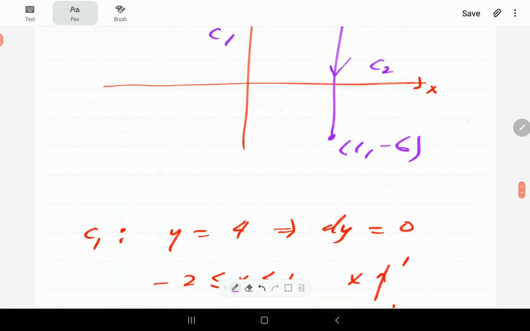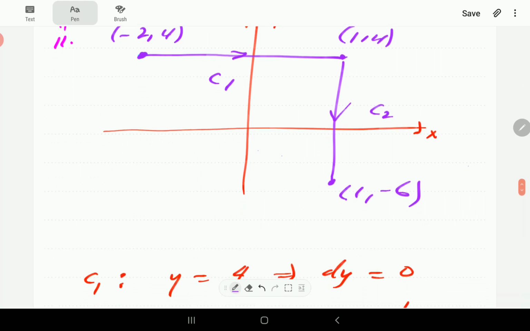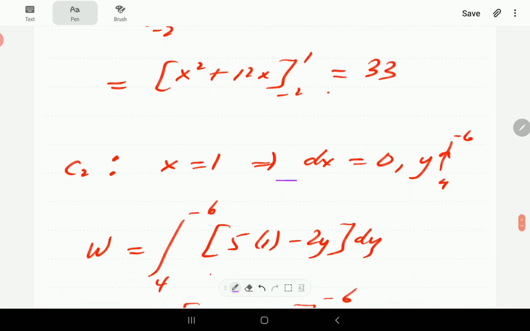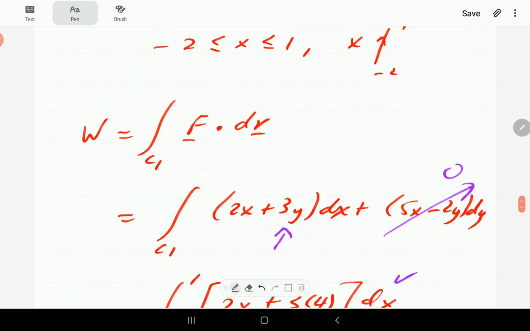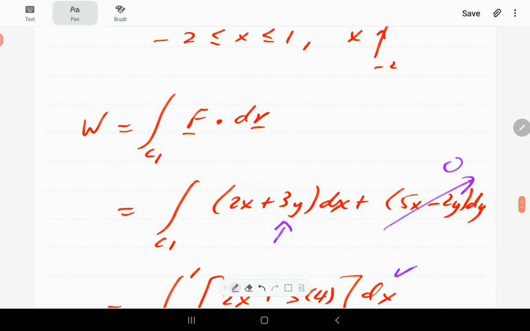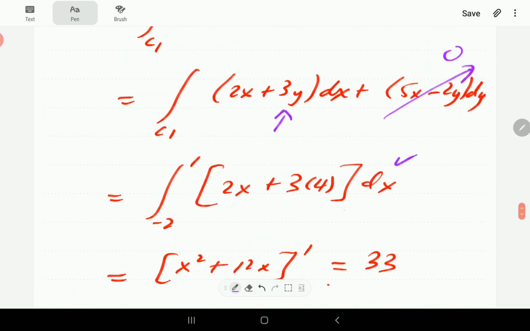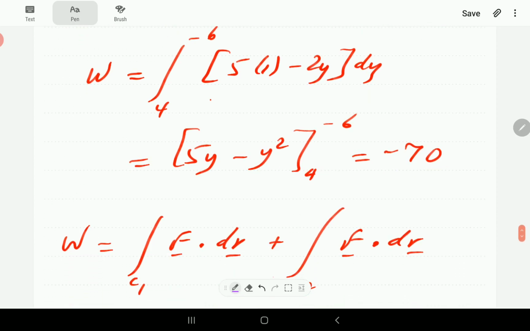Along the second segment of this line, x is 1 here, y goes from 4 to -6. So x is 1, which means dx is 0, and this integral is going to disappear. Then we plug in x equals 1 here. So that is going to be 5 minus 2y. These are the y limits. Integrate and evaluate, that's what we find.